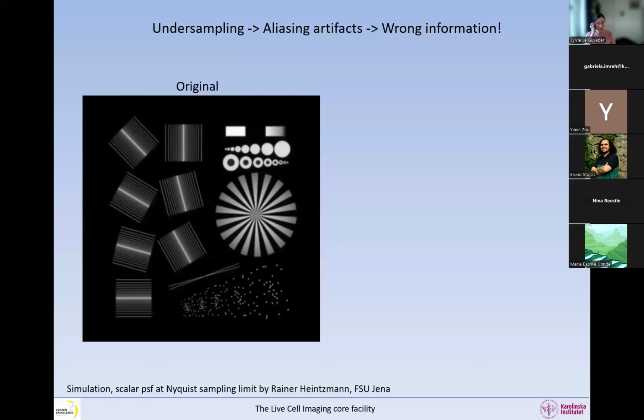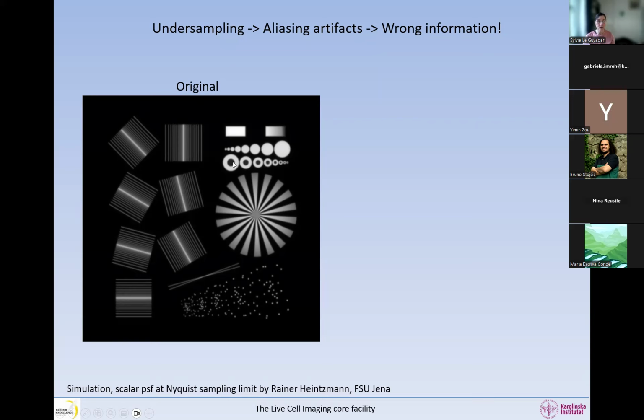Now I had the luck to meet Rainer Heitzmann, who is an expert in all of this. He has published several papers about undersampling, and he could model what happens in a sample with different artificial objects. So in here we have the object itself. You can see we have some lines. They have different spacing between them, so we have different frequencies, and they also have different orientations.